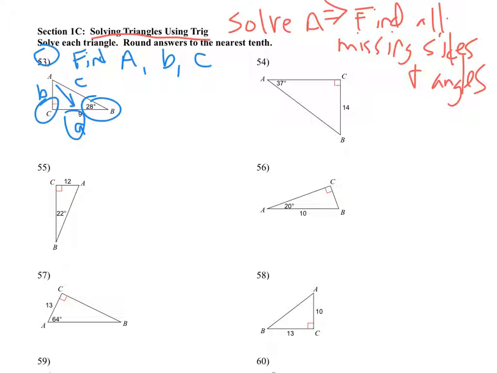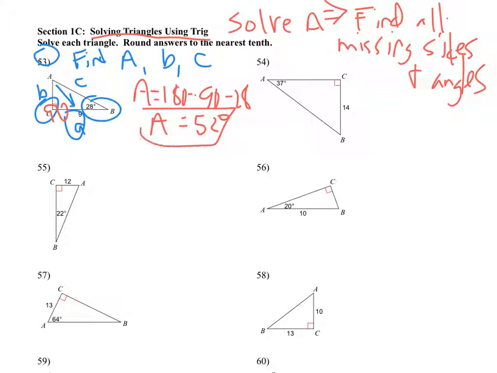Now, angle A is pretty easy. Anytime you know two angles in a triangle, you can find the third. So I know my 90-degree angle here and my 28. The three angles in every triangle add up to 180. So I would do 180 minus 90 minus 28. If you do that subtraction on a calculator, you get angle A to be 52 degrees. So there's one thing we needed to find.